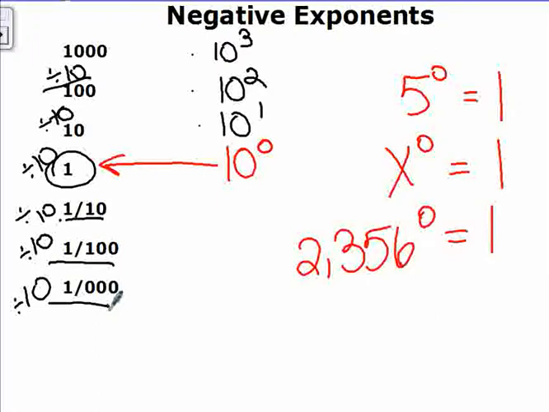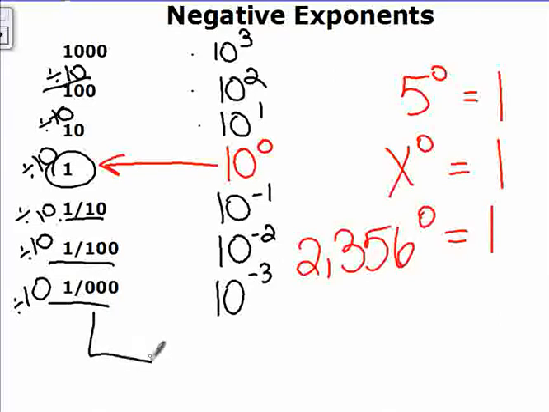3, 2, 1, 0. Yep. 10 to the negative 1, 10 to the negative 2, and 10 to the negative 3. Please note that the negative sign does not tell me that the number is negative. It tells me that instead of repeated multiplication, we're actually doing repeated division. We are dividing by 10 3 times.